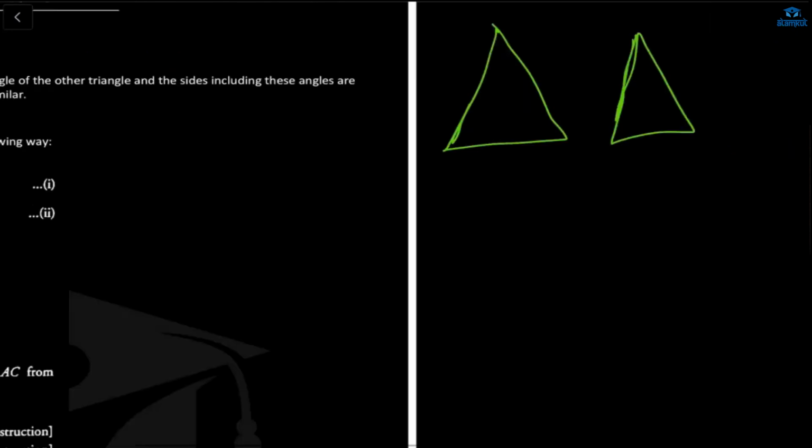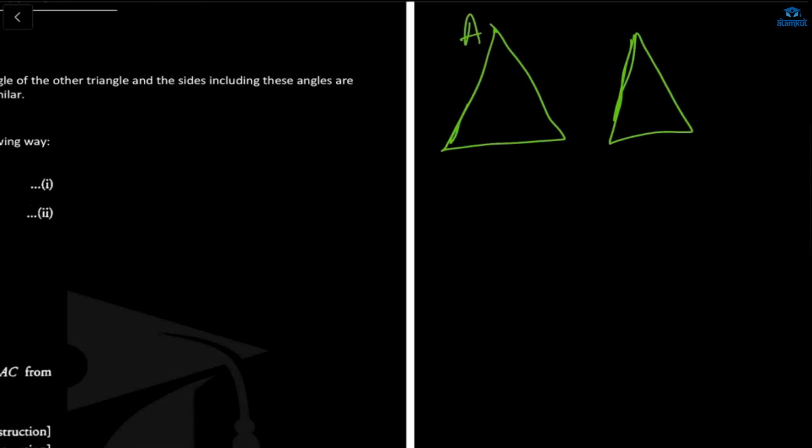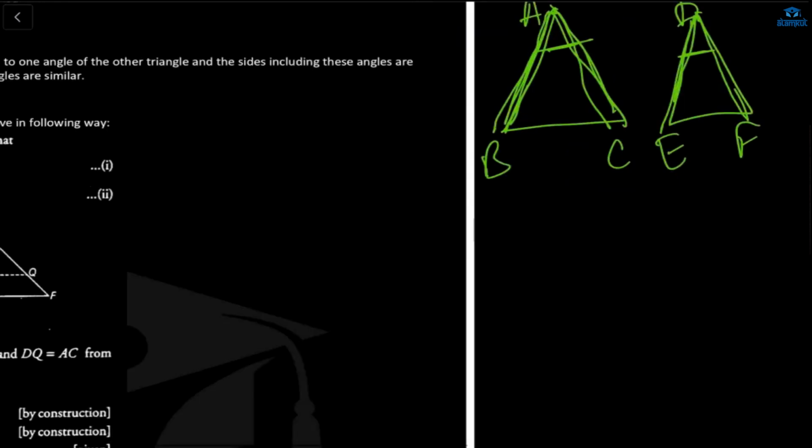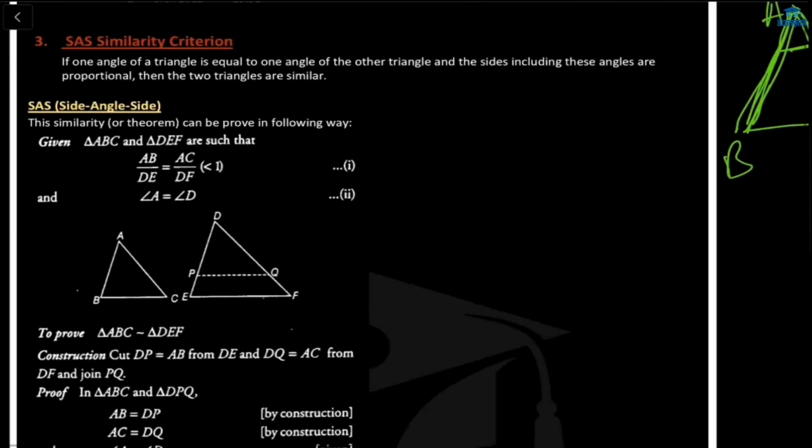That means if, for example, triangles ABC and DEF, angle A is equal to angle D, and side AB by DE is equal to AC by DF, they are in the same ratio, these two sides between which the angle is present, then both the triangles are similar. Now let's see the proof.